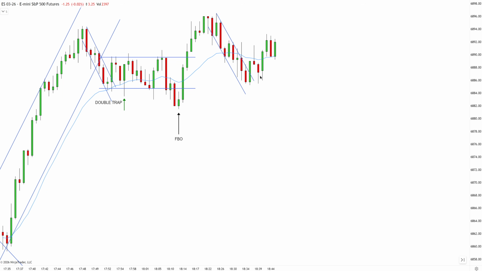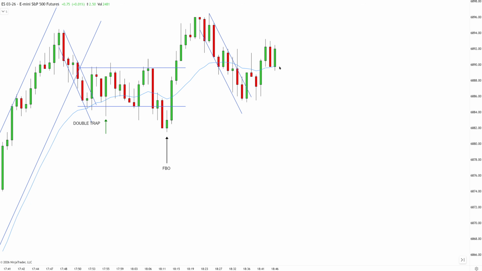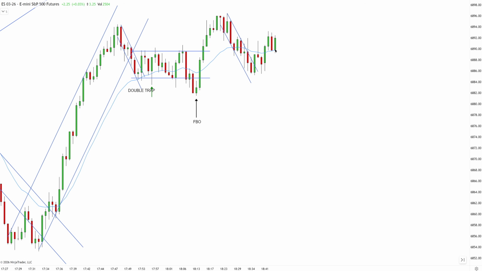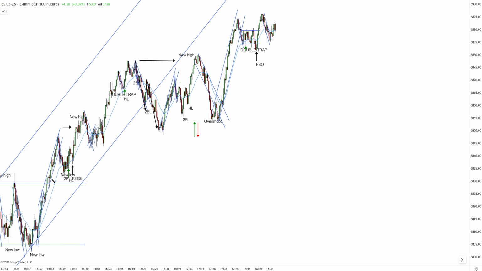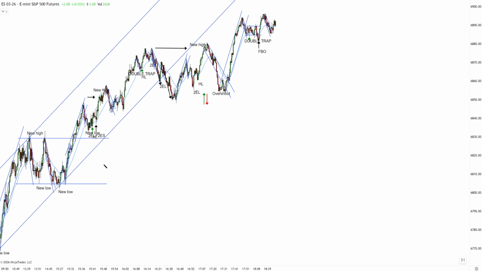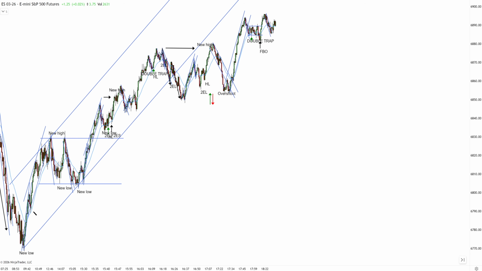We actually have a failed second entry short here. I mean, but everything played out. I don't think I like this trade as much. Everything played out. I mean, it depends, because you can also look for some different channel, eventually something like this.